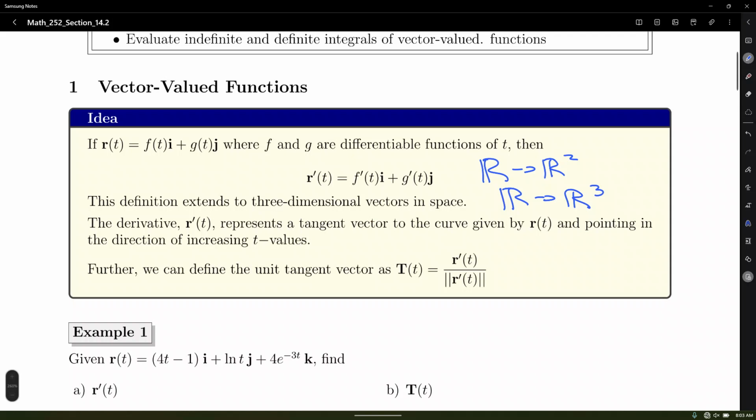Okay, so the derivative r prime of t represents the tangent vector to the curve, given our r of t and pointing in the direction of increasing t values. So just think about what we learned back in Calculus 1. You take the derivative. What is that? Well, that's actually the whole motivation to study calculus, right? To find rates of change, to find derivatives. And the derivative represented, if constant, just the slope of the tangent line to the given curve at a given point. And if it's something more composite, we can use that expression to find those different slopes on the curve.